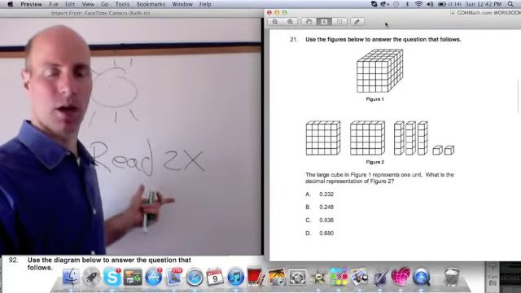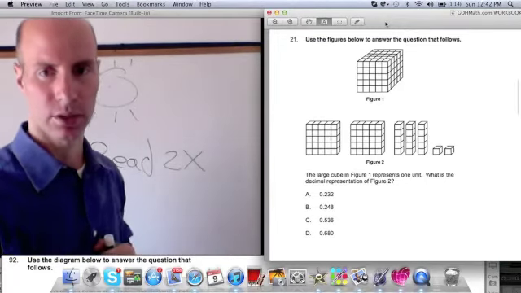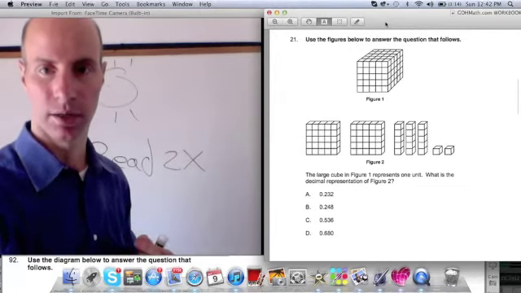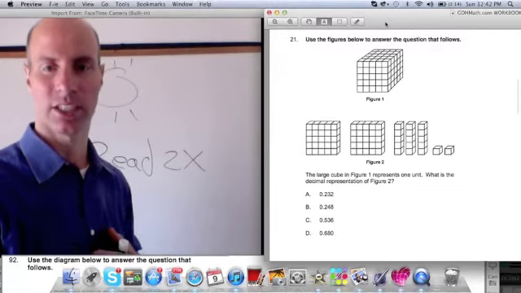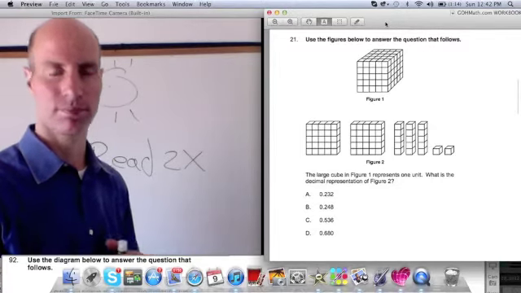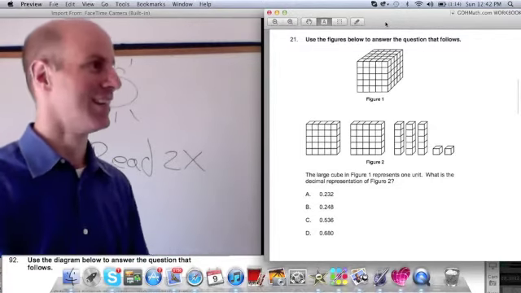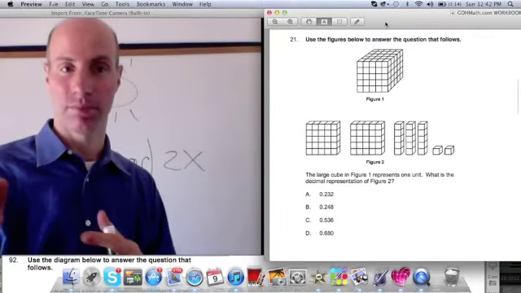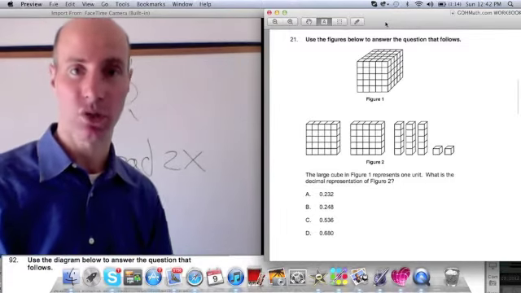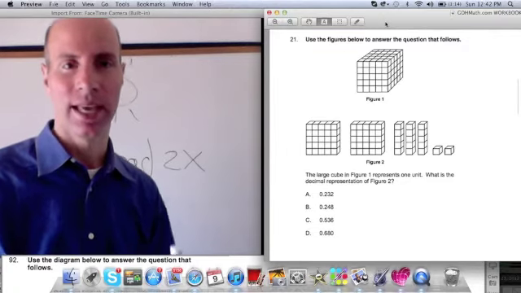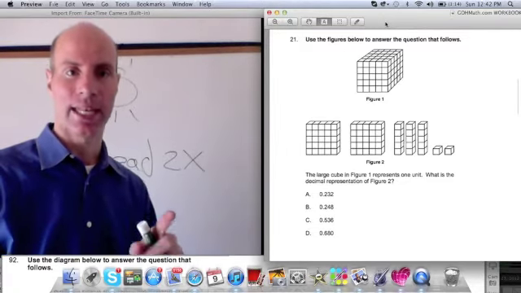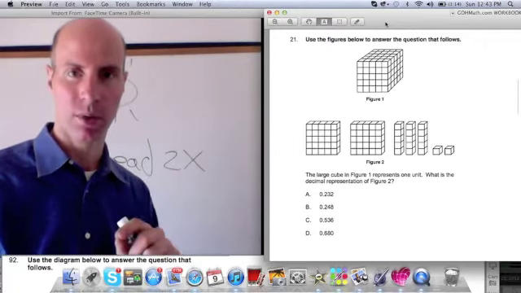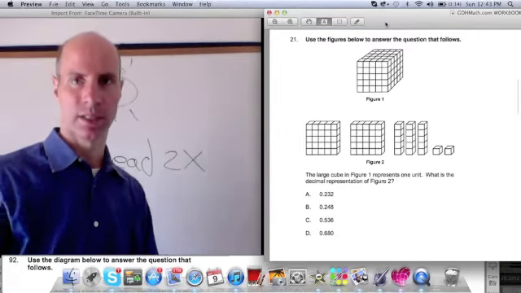Then I want to read the problem, and I read it twice. So here it goes. The large cube in figure 1 represents 1 unit. What is the decimal representation of figure 2? I read it once. Did that make sense? Maybe it did. Maybe you read it and you totally understand where to go with this. Maybe you have to read it again. And now when we read it again, I'm going to look at the picture, think about what it means, and make sense of it.